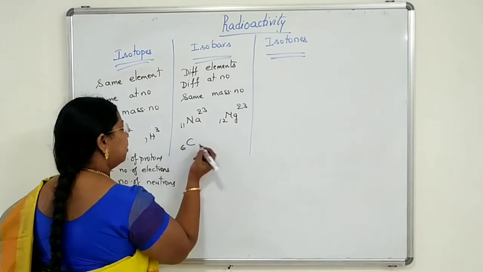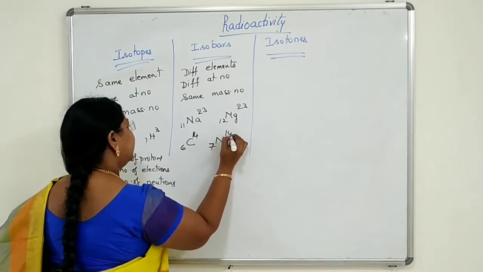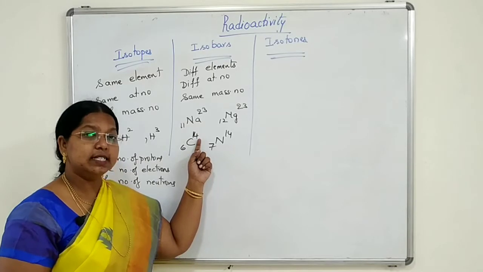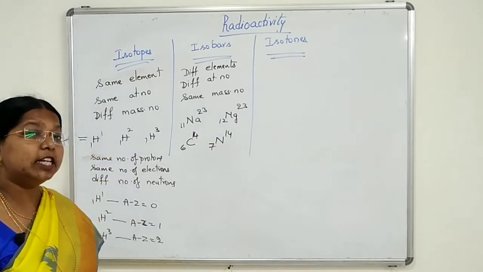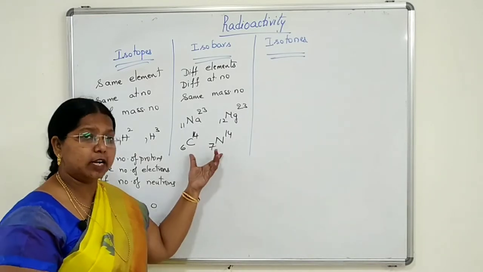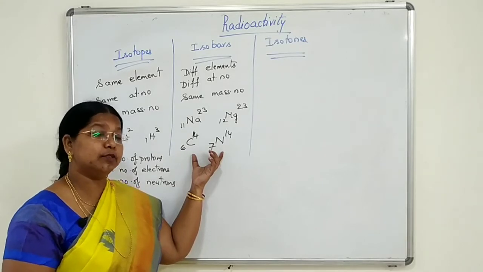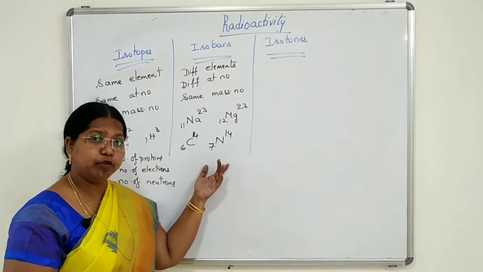Next one. Carbon 6 14, nitrogen 7 14. Different element, different atomic number, but same mass number. Yes, students? The total number of nucleons will always be the same in isobars. Sum of protons and neutrons will be the same. Total will be same, 14 here and 14 here.